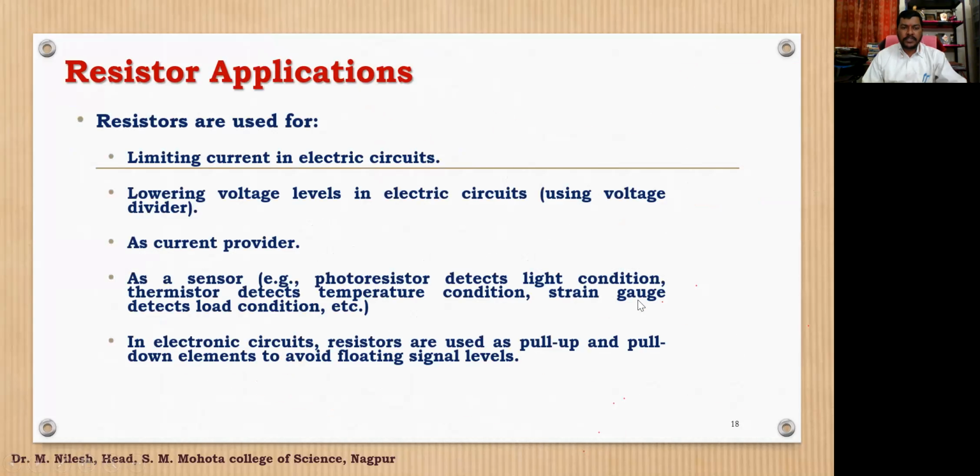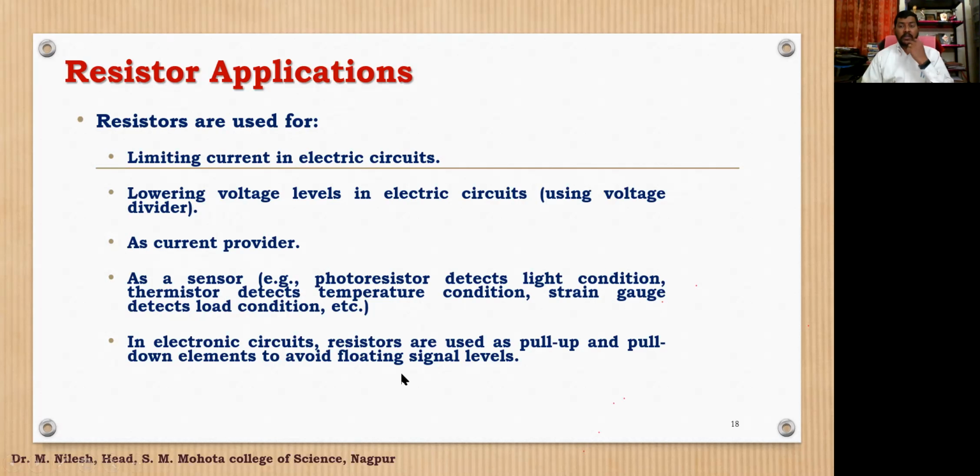Then resistor applications: we all know that resistors are used for limiting current, right? So whenever we connect an LED to a power supply, we require a resistance over there to limit the current, and that is called the limiting resistance, right? Second application is for lowering the voltage level. So we can use it as a voltage divider circuit that we have to study in this session. Then we can use it as a current provider, that as you go on increasing or decreasing the resistance, accordingly the current is decreased or increased.